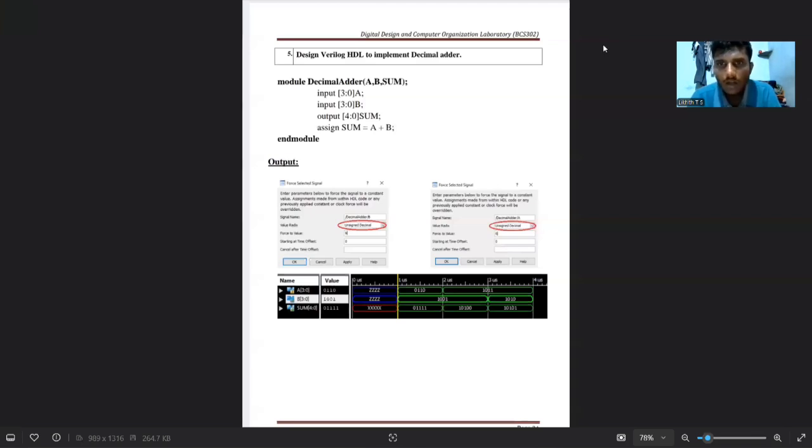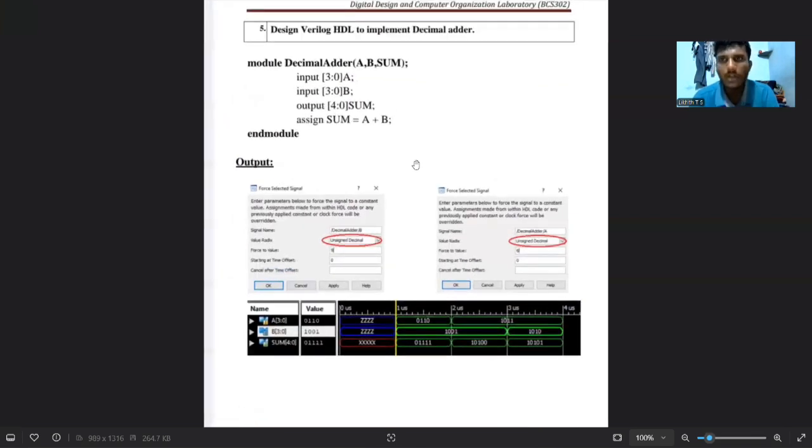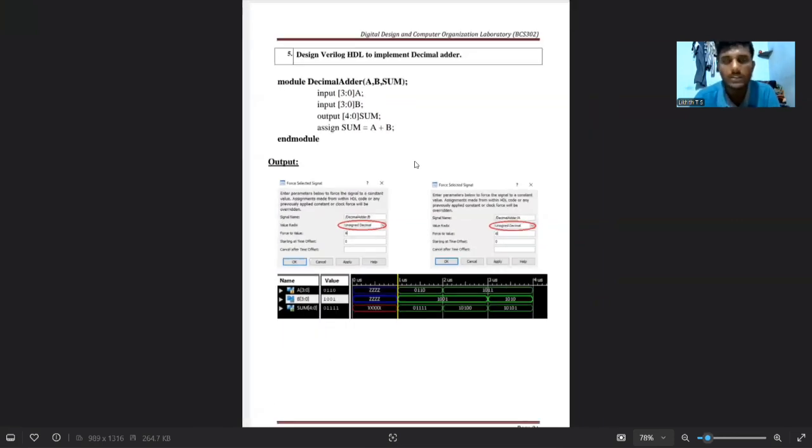Hello everyone. Welcome to the digital design and computer organization laboratory, in which I am discussing the fifth question, which is to design Verilog HDL to implement a decimal adder.